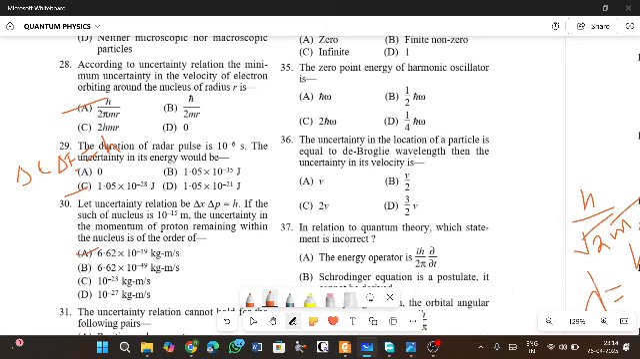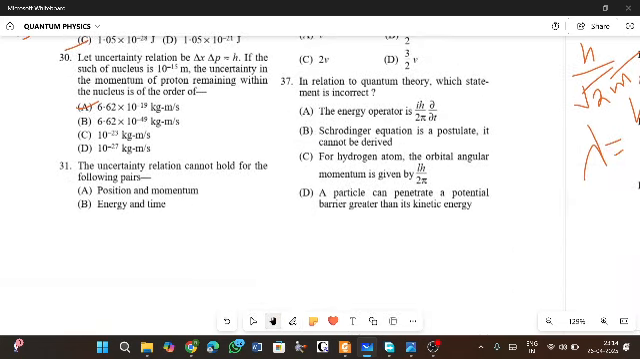Question number 31, again it's like del x, and del x is given as 10 power minus 15, and we have to find del p, which is nothing but 6.62 into 10 power minus 34. So make a substitution and you are able to find the answer as 6.62 into 10 power minus 19. So that's the process of solving this.